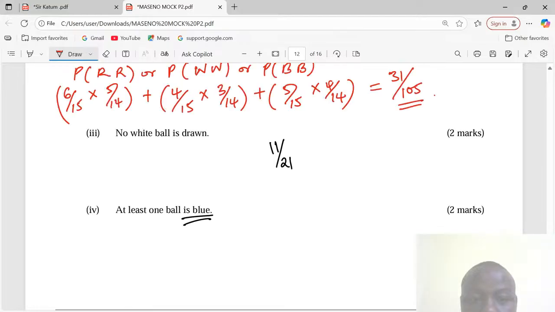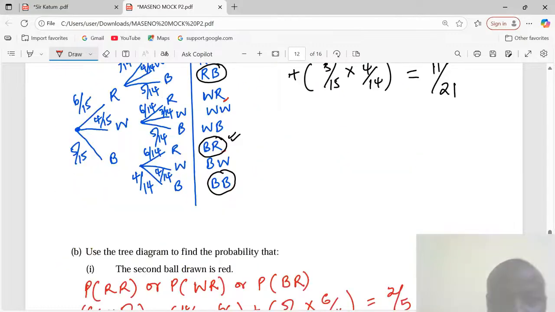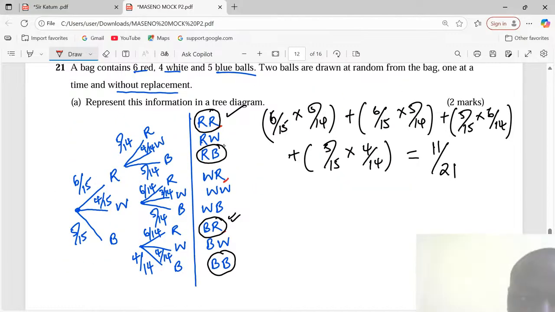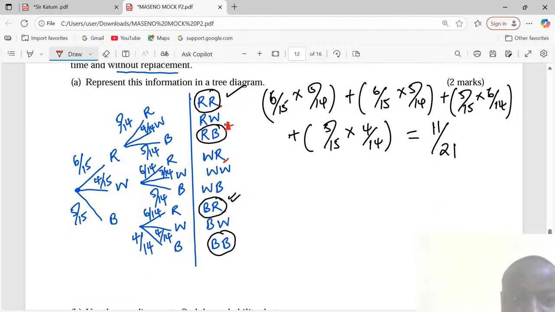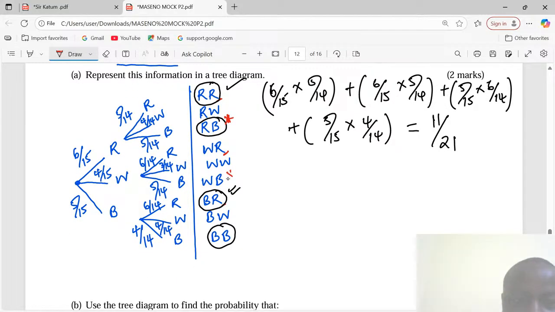At least one is blue. So the cases with blues, one is here. At least there is a blue there. Another one is here. At least there is a blue here. Then others now here. All these ones now are having blues. At least there is a blue.